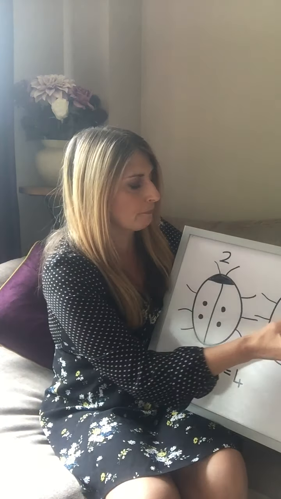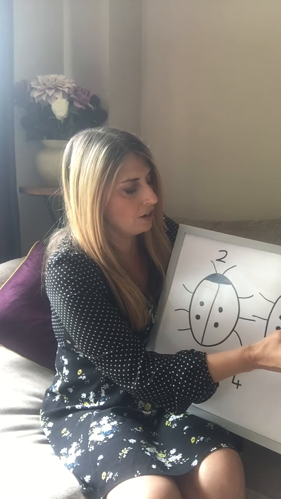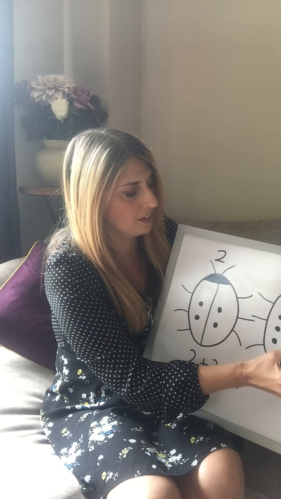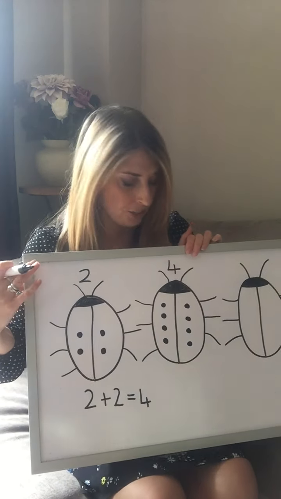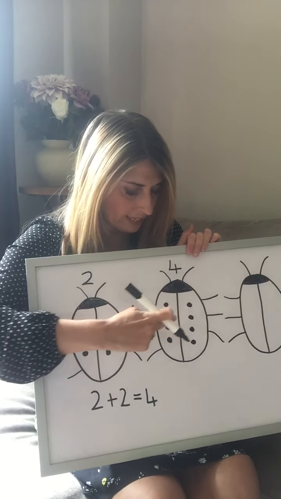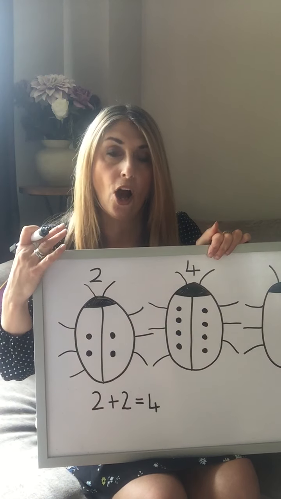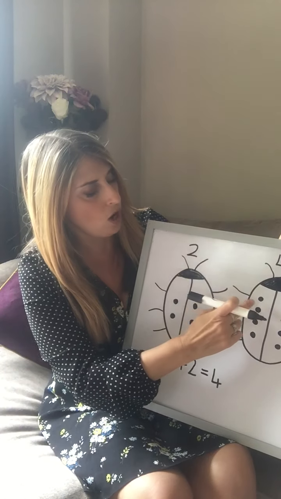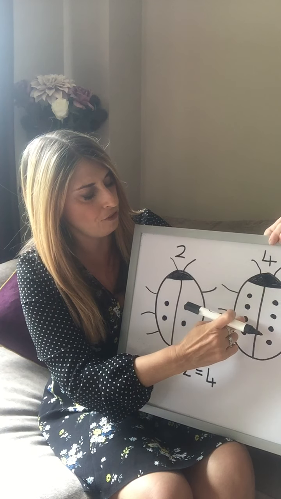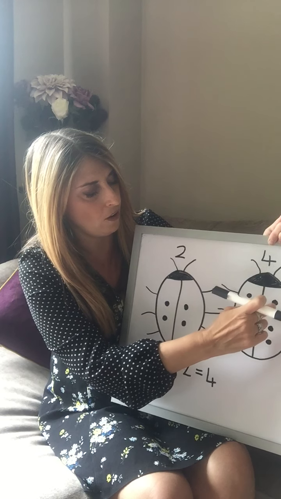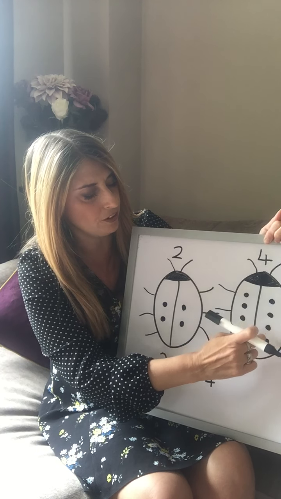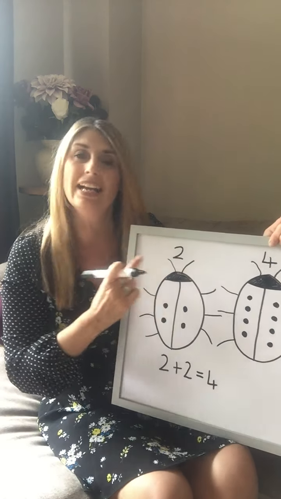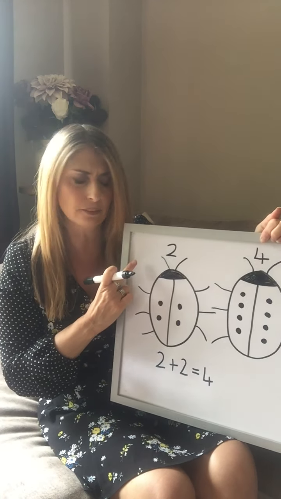Okay, count with me. 1, 2, 3, 4. So if you can see, both sides have the same amount. So let's count them. 1, 2, 3, 4, 5, 6, 7, 8. So double 4 is 8.